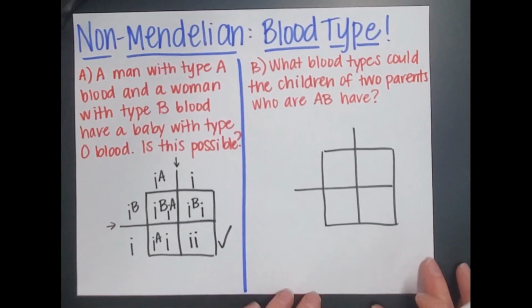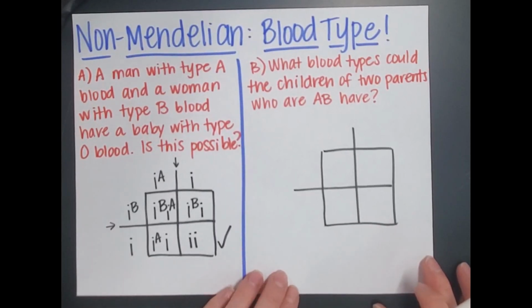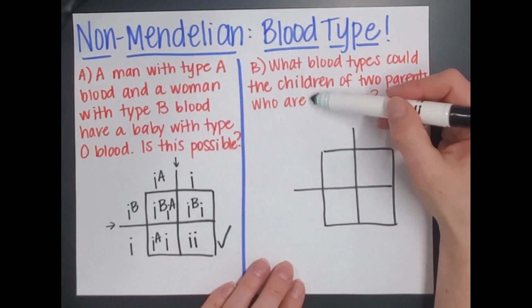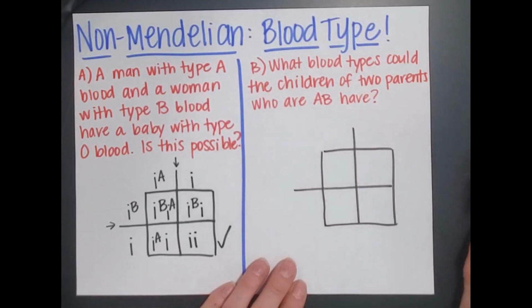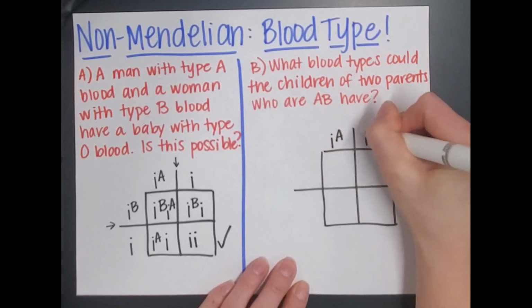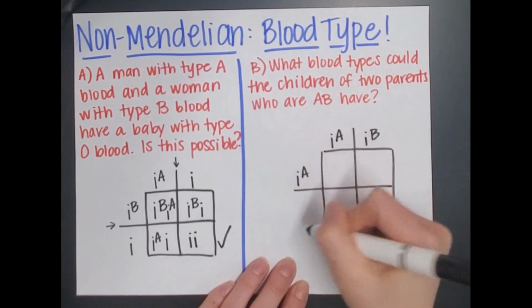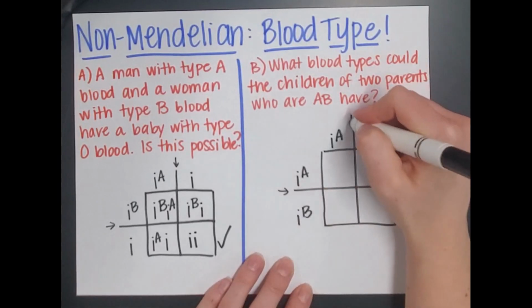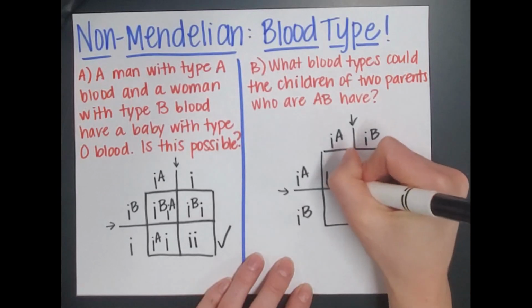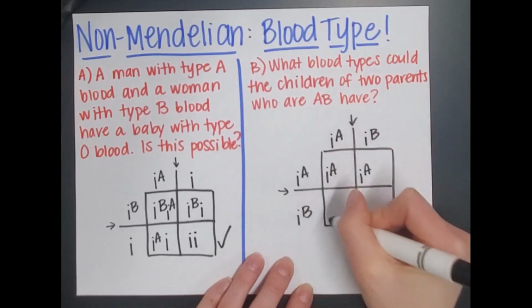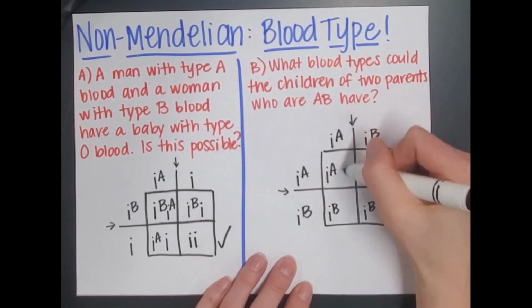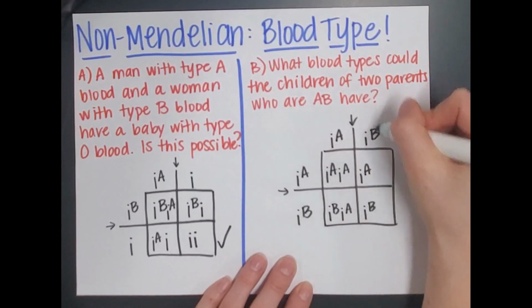Let's move on to our second example. What blood types could the children of two parents who are blood type AB have? Remember, these two parents are going to be I^A I^B when we put them into our Punnett square. I'm going to put each parent on their own side of the Punnett square, and they should be identical. They should each have an I^A allele and an I^B allele. When we cross these, we do it normally. Those on the side move across the Punnett square. I^A goes across. I^B goes across. And then they also move down the normal way. I^A moves down, and I^B moves down.